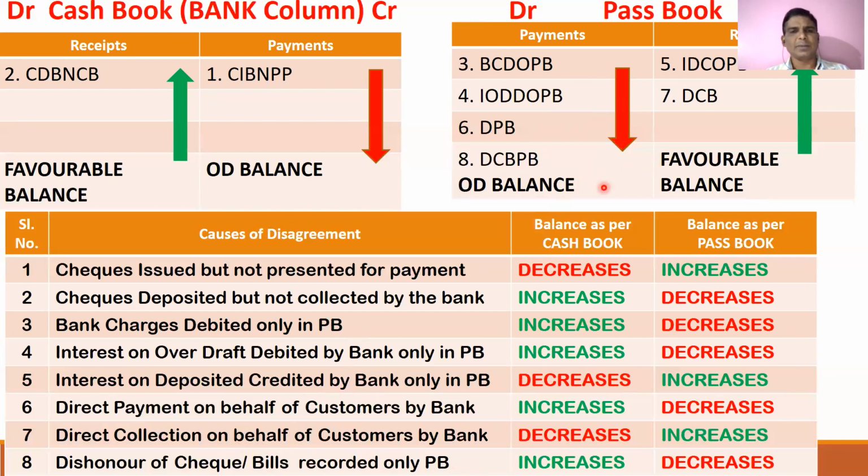This is the point I'm discussing. The basic point is: cash book debit balance is a favorable balance, cash book credit balance is an OD balance. Passbook debit balance is an OD balance, passbook credit balance is a favorable balance. How do you know whether a favorable balance or an OD balance is given? Cash book credit balance means OD balance. Passbook debit balance means OD balance. This you have to understand.